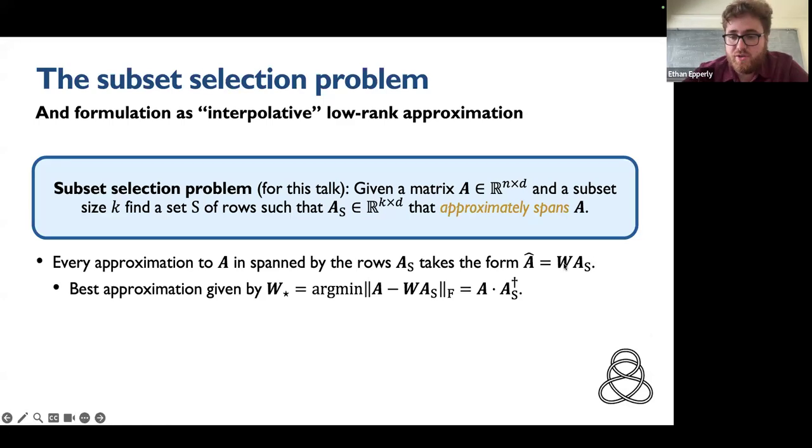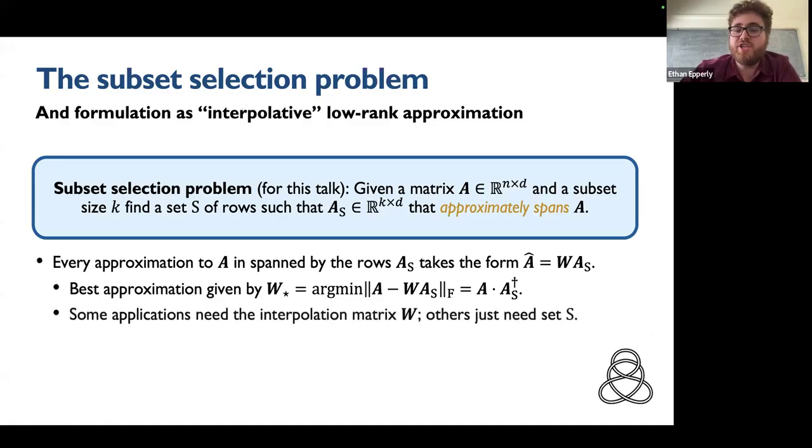Now, the best choice of this so-called interpolation matrix W is easy to find. Again, this is basically just a linear least squares problem, and its solution is given by A times A_S pseudoinverse, where throughout this talk, this dagger is going to be the pseudoinverse. Now, I should mention, we're interested in subset selection problems in this talk. For many applications, we're just going to need the subset S, but this interpolation matrix W is going to be important for other applications. So for the algorithms we're going to be talking about, we're also going to be talking about how we build this interpolation matrix W.